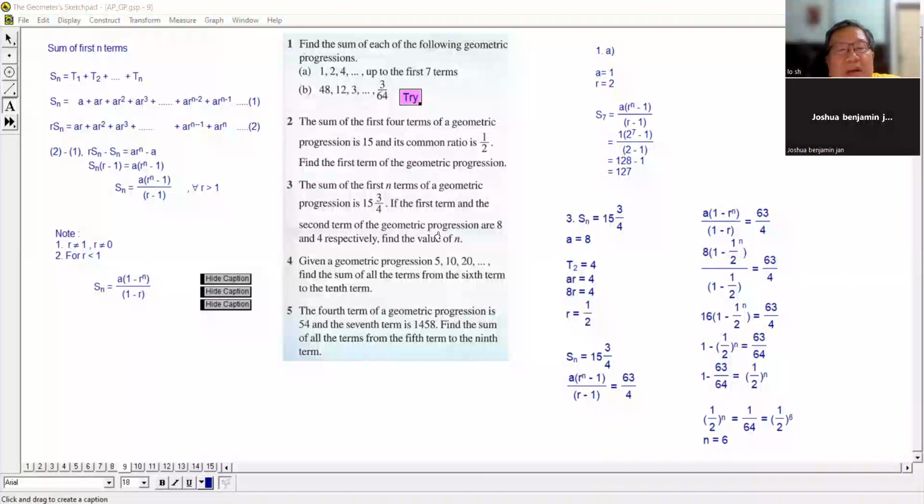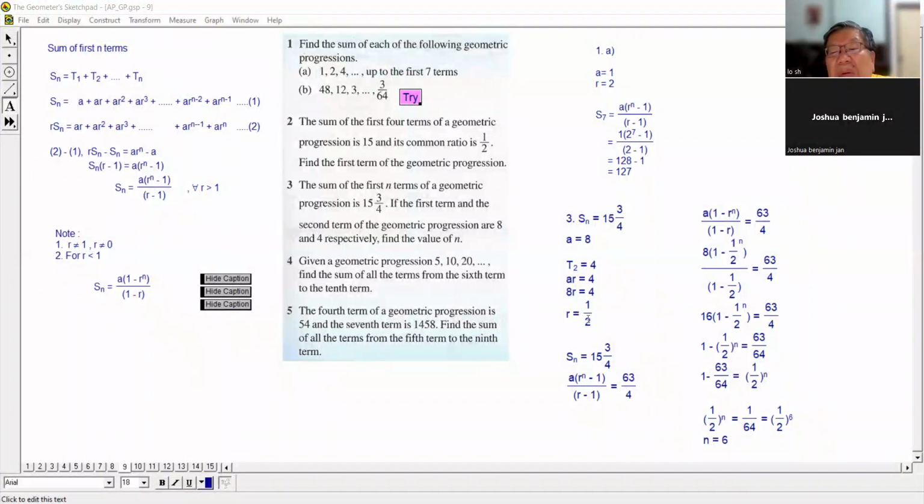Then here they say the first term is 8, so I say A is 8. They say the second term is 4, so I write down T2 is 4. But what is T2? T2 is AR. So AR is 4, and A is 8. So 8R is 4, R is 1 over 2. So with the value of A and R, I can solve anything they ask.